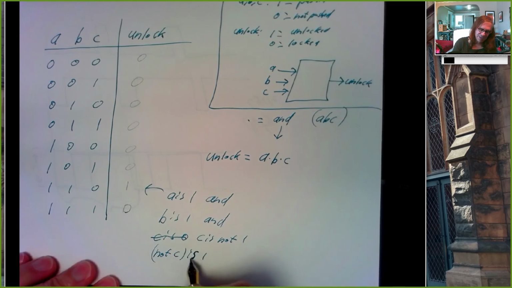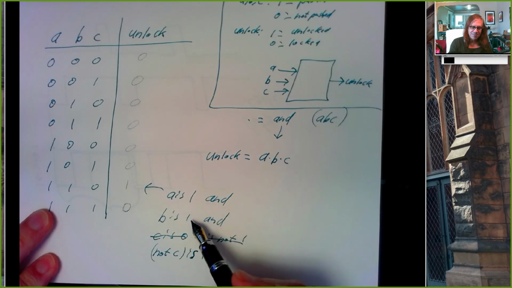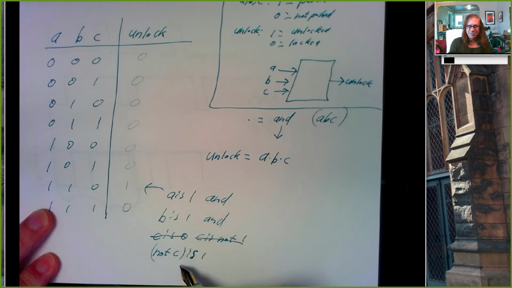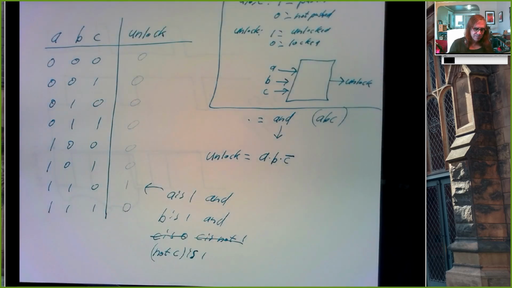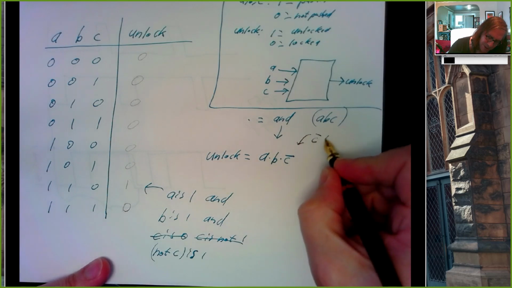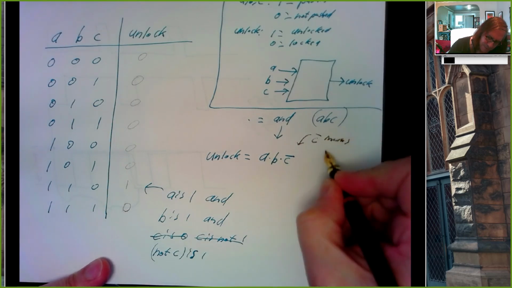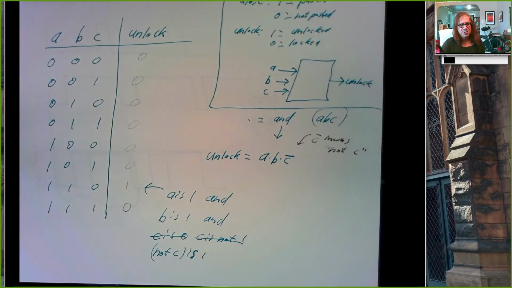So this is how we're going to be able to write an equation. We're going to say we want to unlock when A is 1 and B is 1, and the negation of C, not C, is also 1. Because if C is 0, not C is 1. And so in this case, our unlock circuit is just this. And here, a little C with a bar on top means not C. So it's the inverse of C.